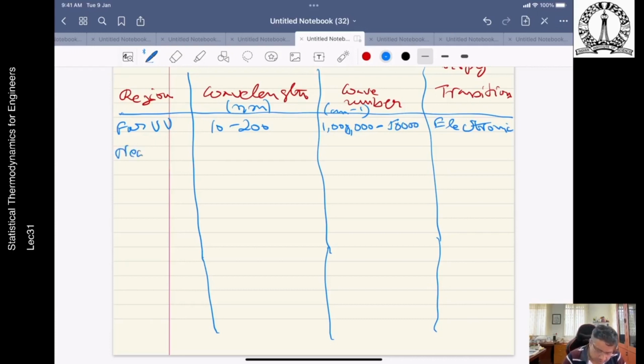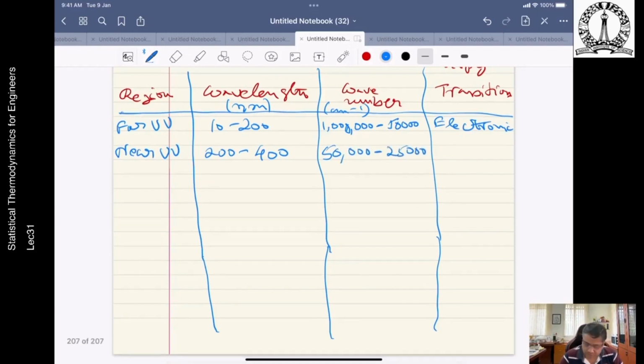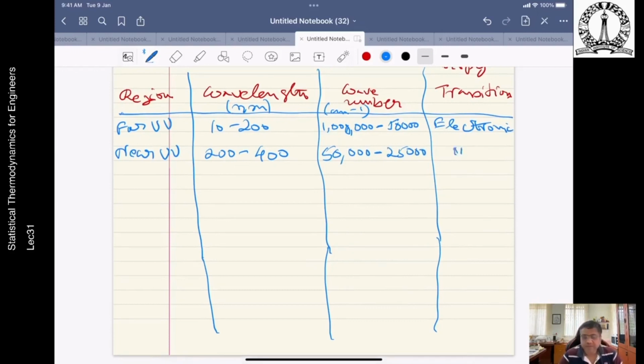Then there is near UV. This is 200 to 400. This is done in combustion experiments routinely. Combustion spectroscopy. This is also electronic. Then of course comes visible. Visible is 400 to 800. So this is 25,000 to 12,500. This is also electronic.